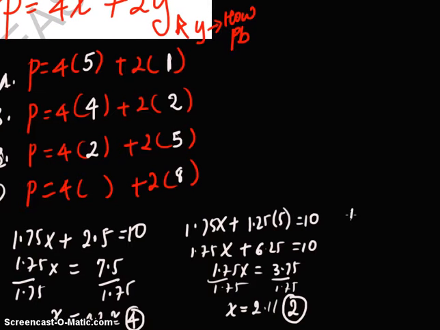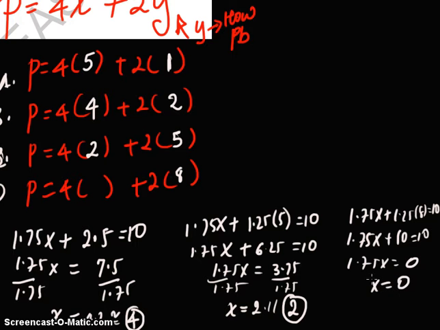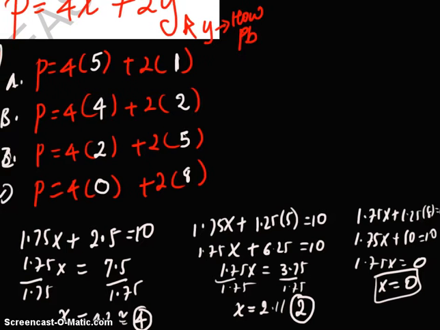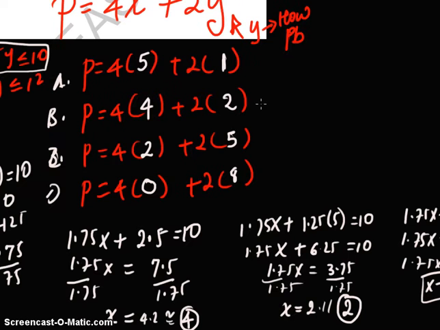And then the last one is going to be for 8. If I put 8, 1.75X plus 1.25 times 8 equals 10. 1.25 times 8 is 10, and 10 minus 10 is 0, so 1.75X equals 0, so X has to be 0. So if I make 8 batches of peanut butter cookies, then I can't make any batches of chocolate chip cookies.